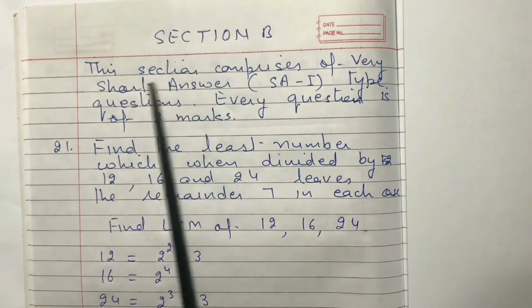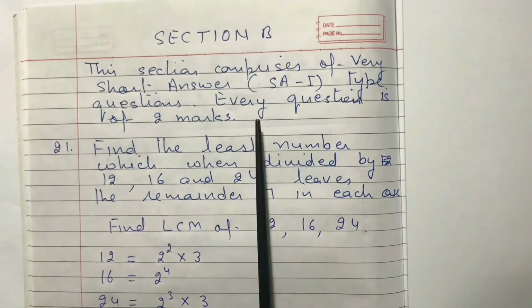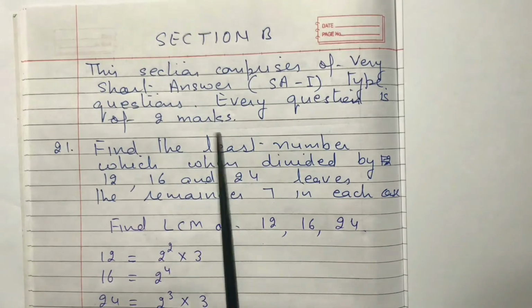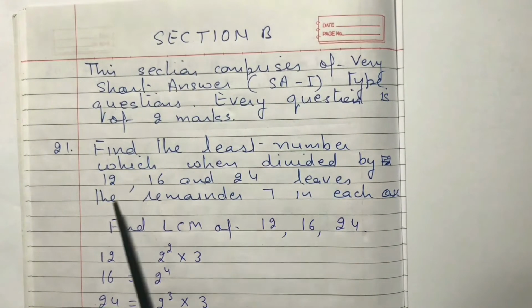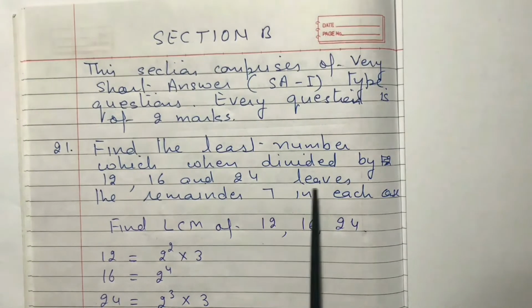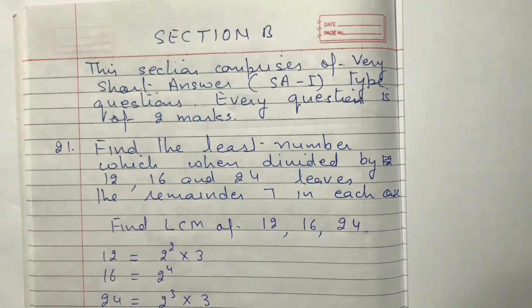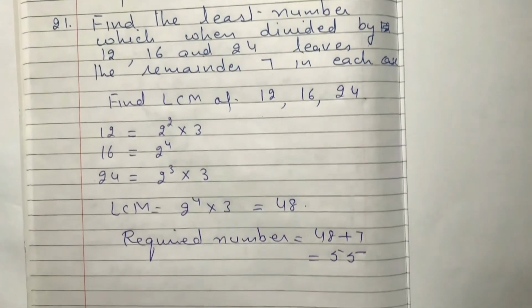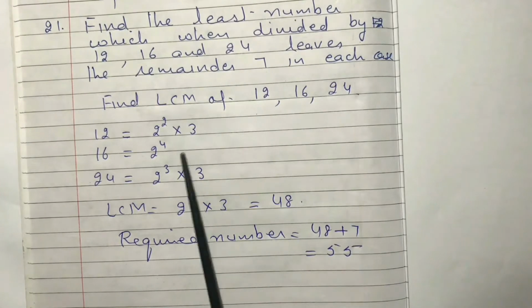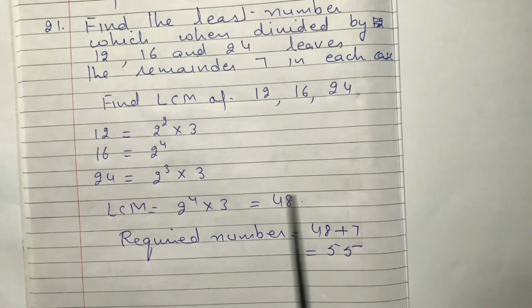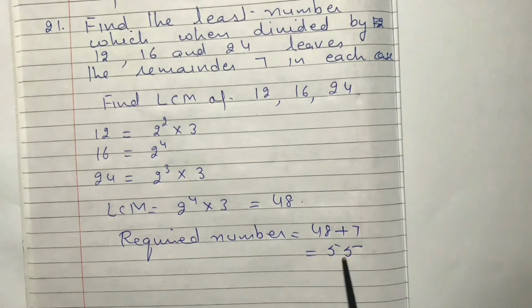Now section B. This section comprises very short answer type questions. Every question is of 2 marks. Now 21st question. Find the least number which when divided by 12, 16 and 24 leaves the remainder 7 in each case. What you are going to do? You are going to find the LCM of 12, 16 and 24, and that will come out to be 48. So add 7 in this 48. That is the required number.